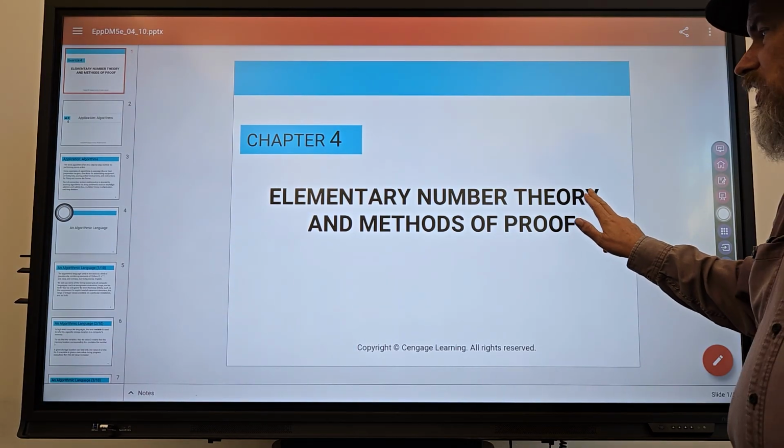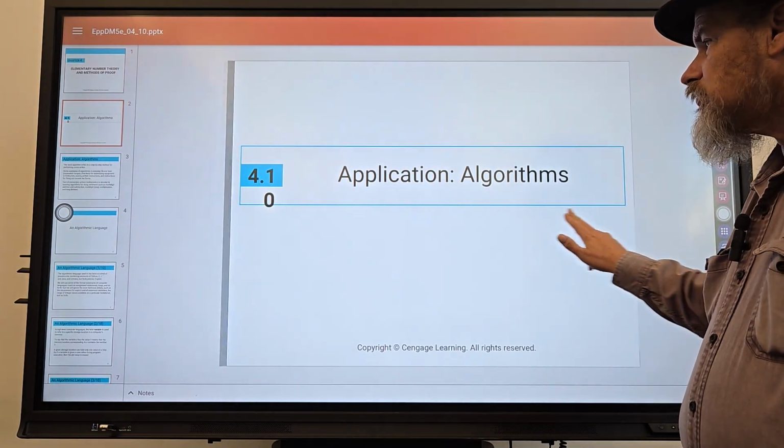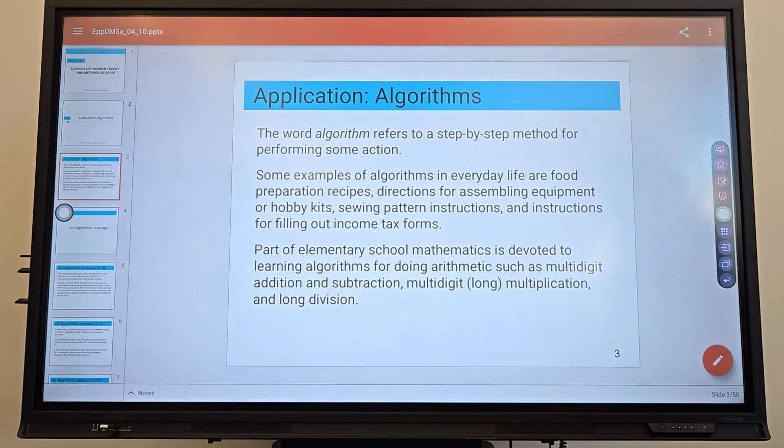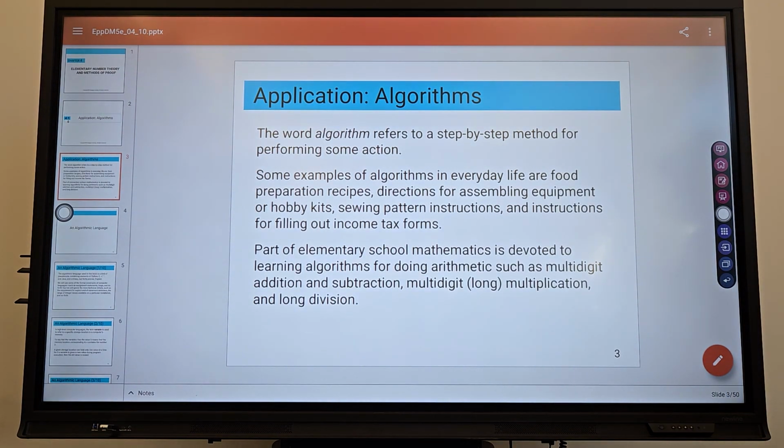All right. Finally, application in algorithms. The word algorithm refers to a step-by-step method for performing some action. Some examples of algorithms in everyday life are food preparation recipes, directions for assembling things, sewing pattern instructions, instructions for filling out tax forms. Part of elementary school mathematics is devoted to learning algorithms for doing arithmetic, such as multi-digit addition and subtraction, long multiplication, and long division.